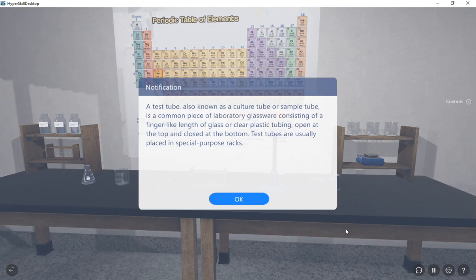A test tube, also known as a culture tube or sample tube, is a common piece of laboratory glassware consisting of a finger-like length of glass or clear plastic tubing, open at the top and closed at the bottom. Test tubes are usually placed in special purpose racks.